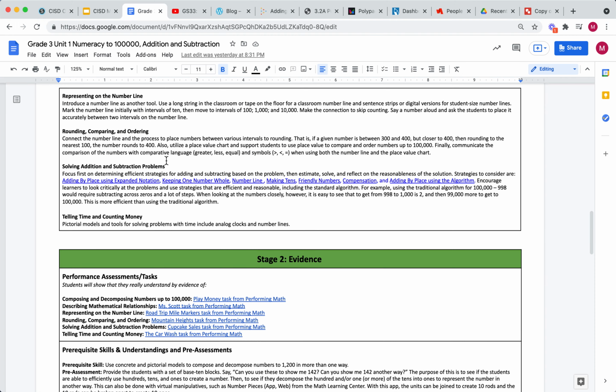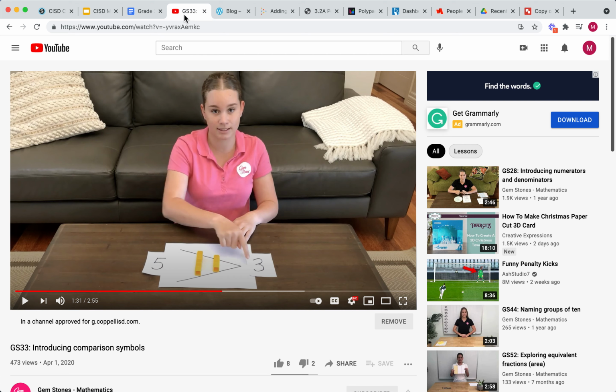When they begin rounding, comparing, and ordering, and especially comparing with these symbols less than, greater than, or equal to, I want you to remember that we don't want to teach them tricks. We want them to understand conceptually. I really love this video on introducing the comparison symbols because you can see how the height of the stack of the cubes is how we decide which direction the greater than or less than sign goes.